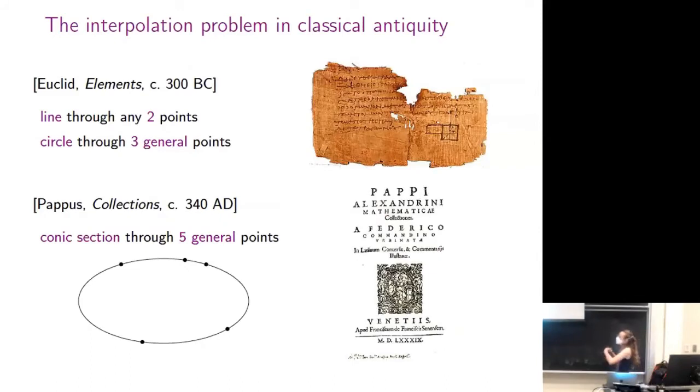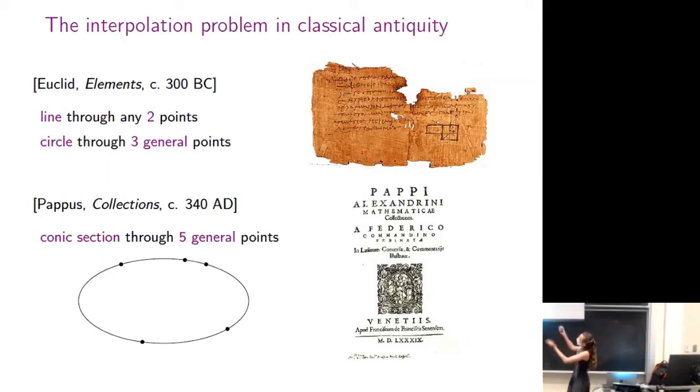So this is also classical. It's found in the collections of Pappus of Alexandria. So this is more recent, but still classical, 340 AD. A conic section can be interpolated through 5 general points. So here you see a little picture. And this title page that you see is from the first Latin translation of Pappus's collections. In the Renaissance, and this was actually incredibly influential on Renaissance mathematics when this was translated.